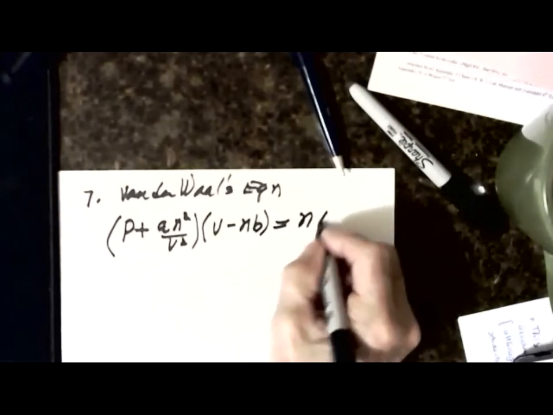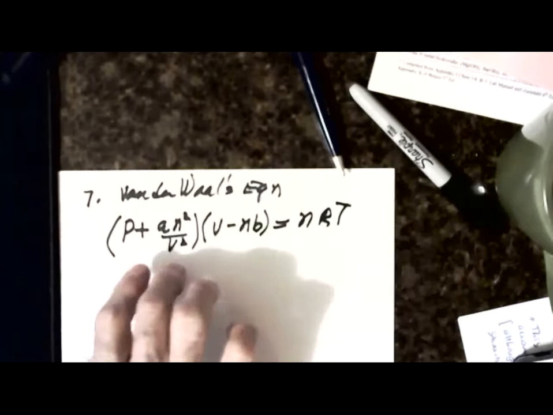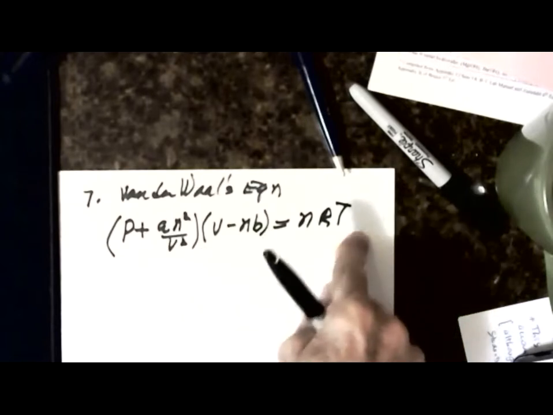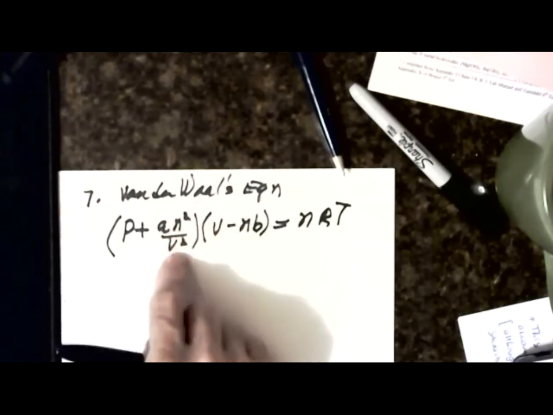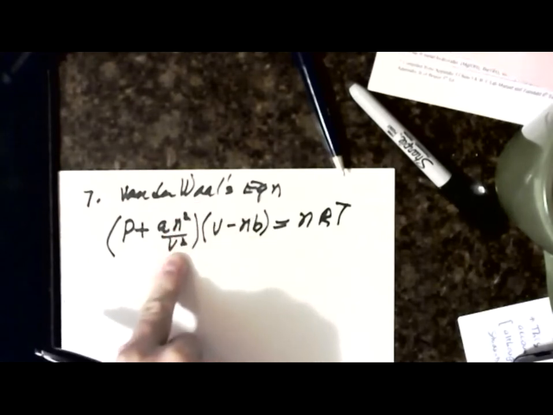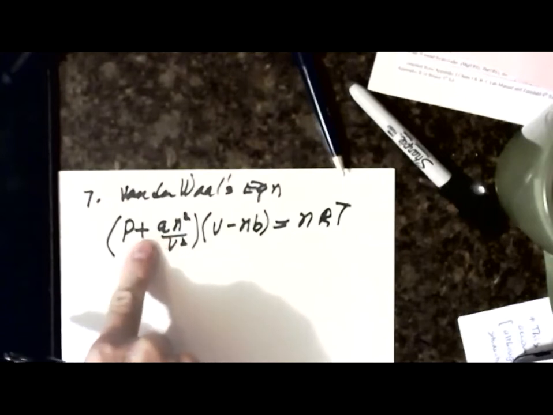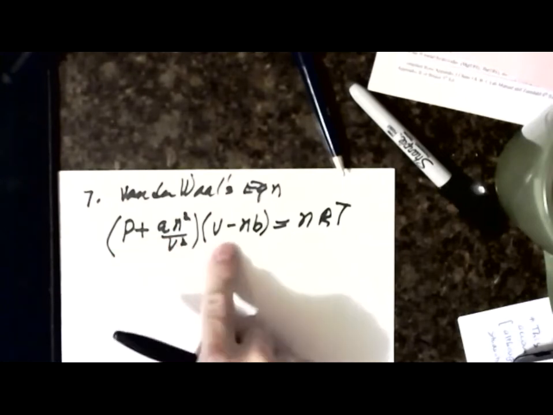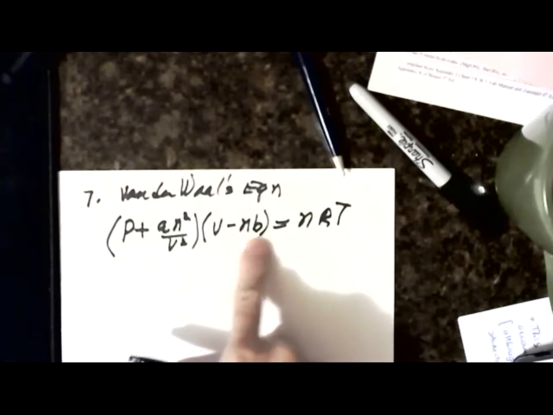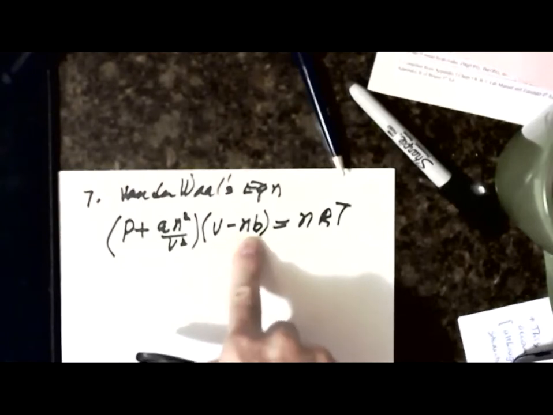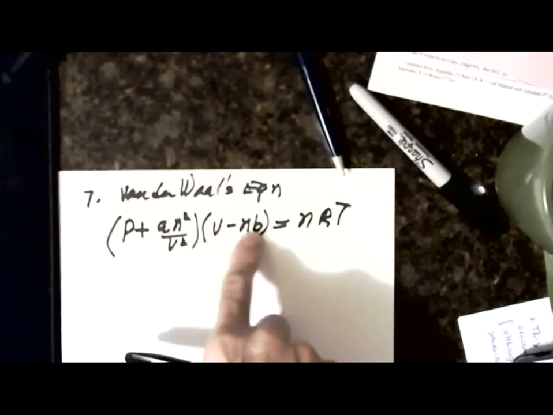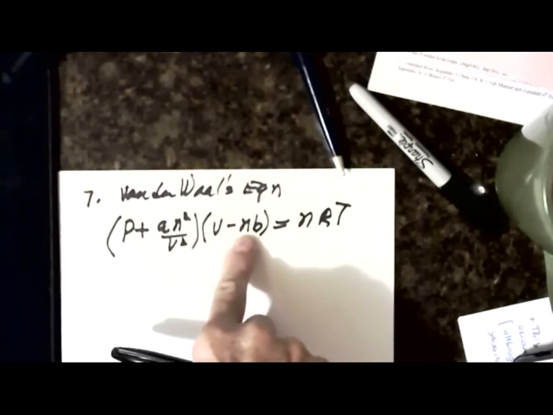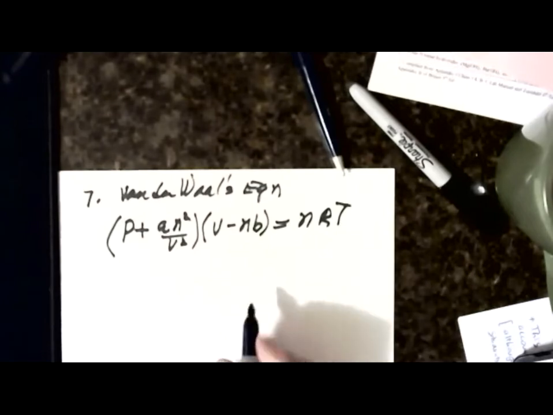equals nRT. You know, ideal is PV equals nRT. Well, there's a correction term that's the square of the concentration, n over V. And the A constant is an additive term to the pressure. The volume, we have to reduce the volume of the container by the volume that's occupied by the molecules. And the B constant is the volume of 1 mole of molecules, and n is the number of moles. So this is the van der Waals equation.